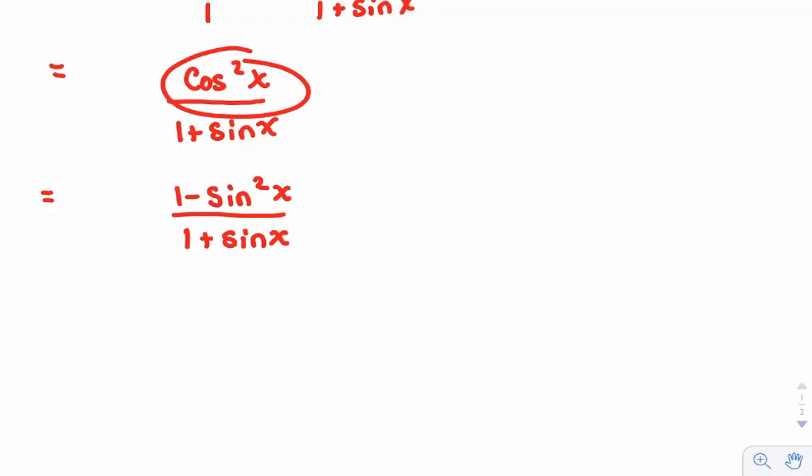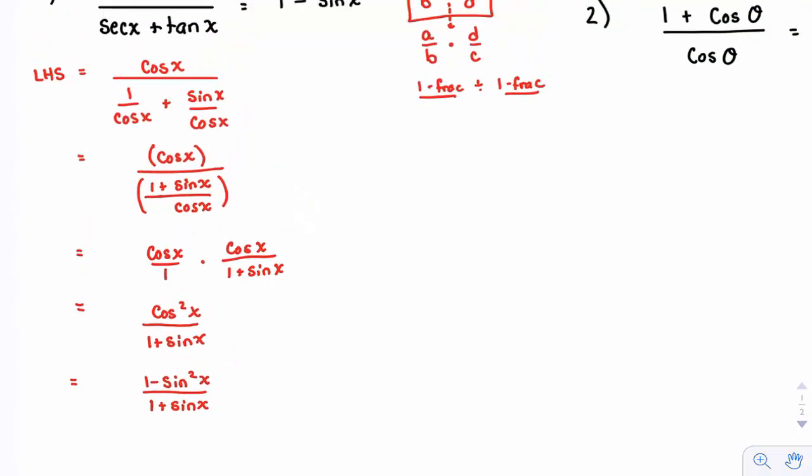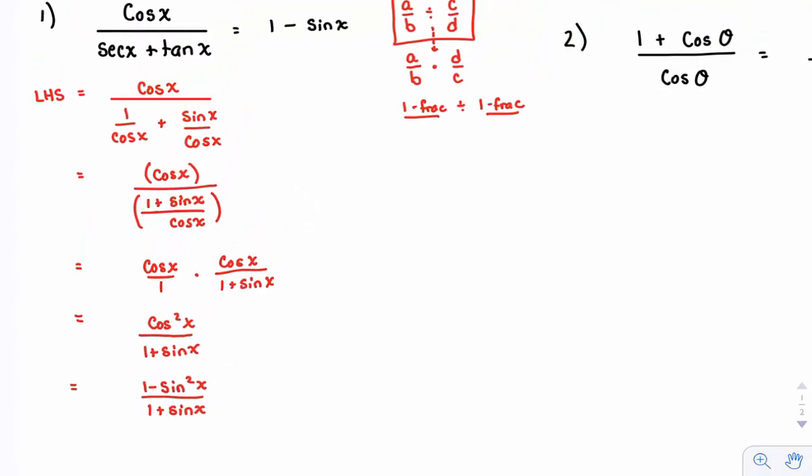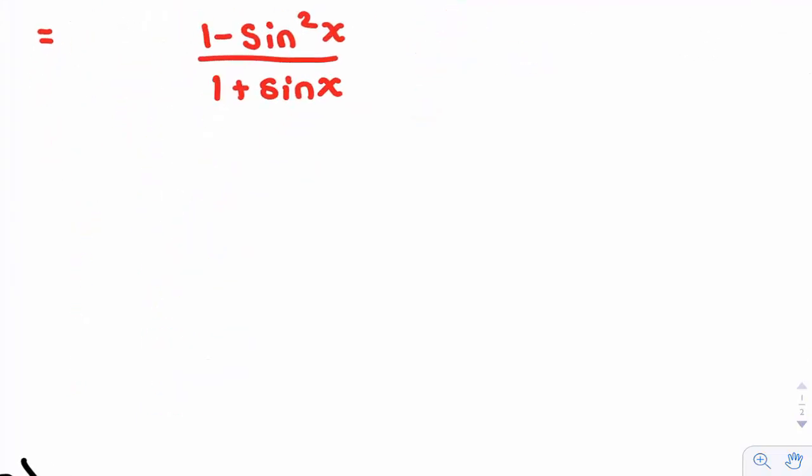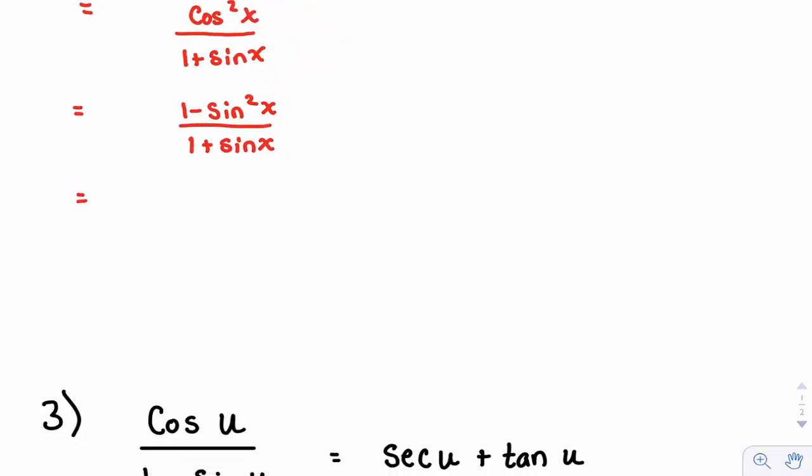Anytime you have something that's squared, that's a great time to use a Pythagorean identity. Also look at your right-hand side. It's in terms of sine, so anything we can do to get this in terms of sine is going to be a good idea. So now that I have this 1 minus sine squared, I'm going to factor it. And I'll even put this off to the side.